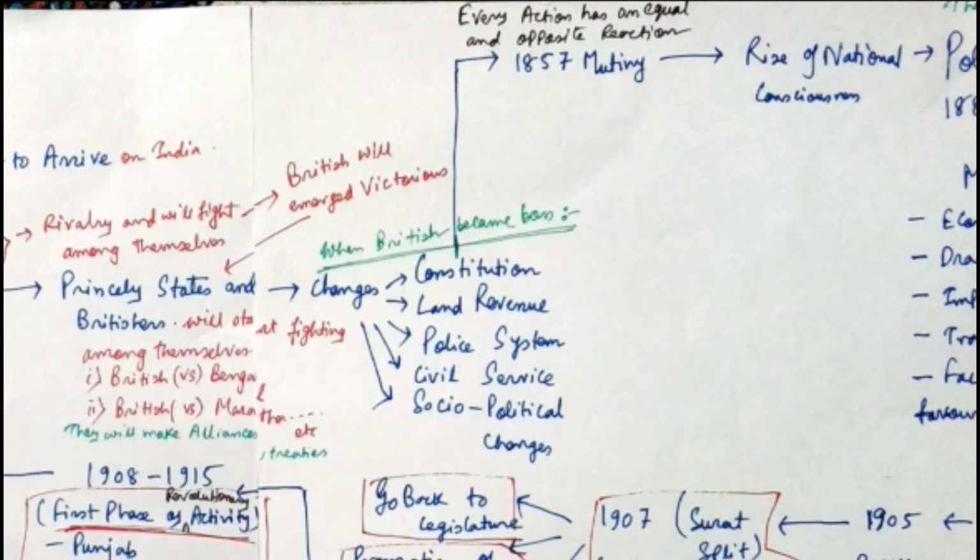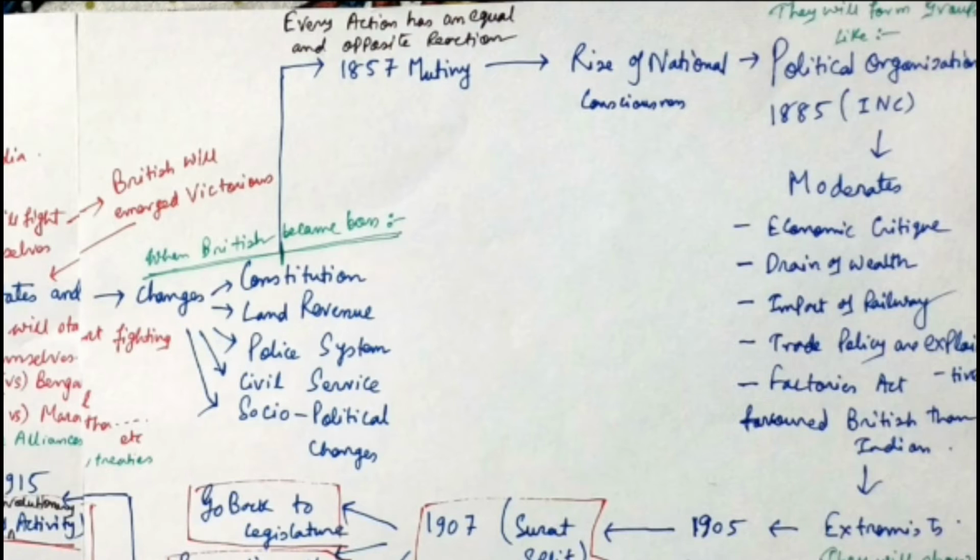Now as we all know, each and every action has what? An equal and opposite reaction, alright. So then the mutiny came, that is the famous 1857 mutiny, the Sepoy mutiny, that is what we call it. But we all know that the 1857 mutiny was a total failure for all the mutineers.